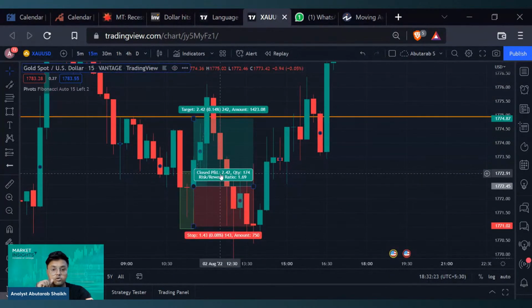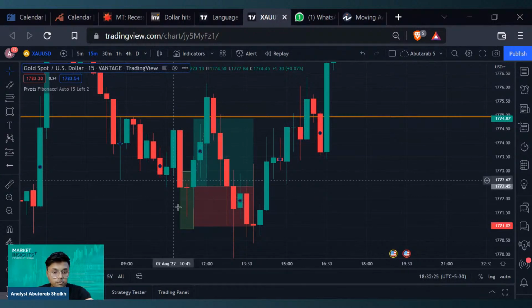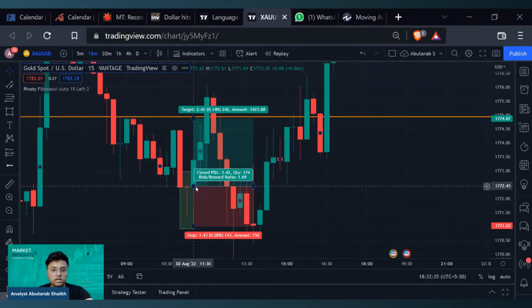But just like a Marubozu, I have complete faith in this type of candle. Okay, where the real body is very small, the upper wick is almost minimal, and the lower wick is absolutely gorgeous to see. It's very big, right? So you can take a position like this. Again, 1.69, good enough risk to reward ratio.